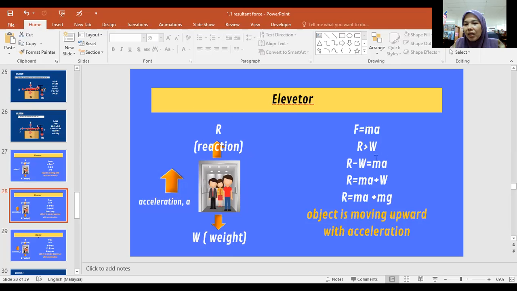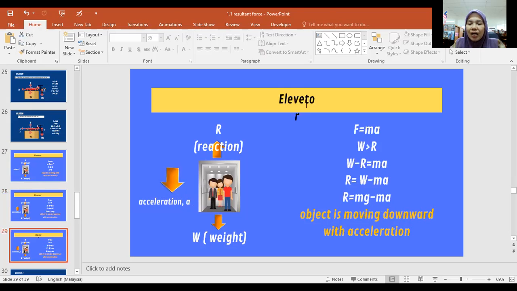Where do you get ma? From F, where we consider all the forces. So R is equal to ma plus W. Weight is equal to mg. So R is equal to ma plus mg. The object is moving upward with an acceleration.